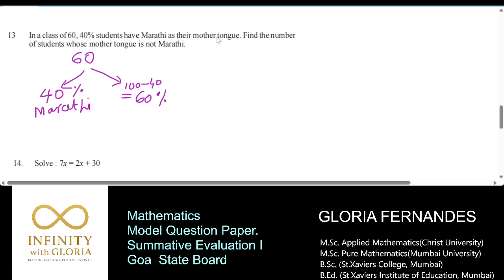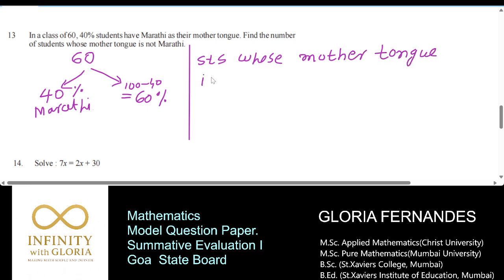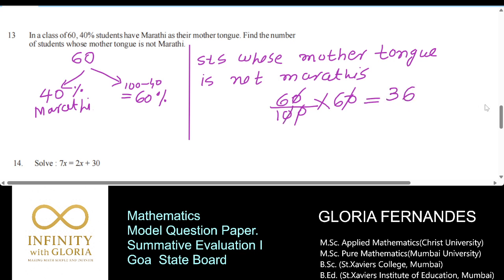So find the number of students. This is a percentage. Now if you want to find out the number of students whose mother tongue is not Marathi, you are going to have 60%, like 60 over 100 of 60. So this 0 will get cancelled, this 0 is getting cancelled, 6 6s are 36.